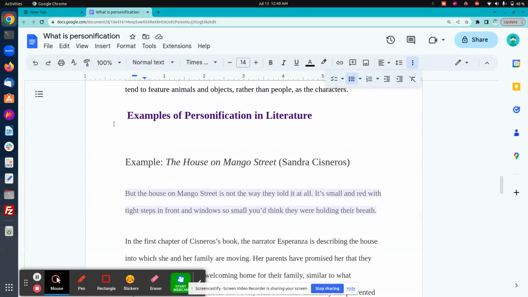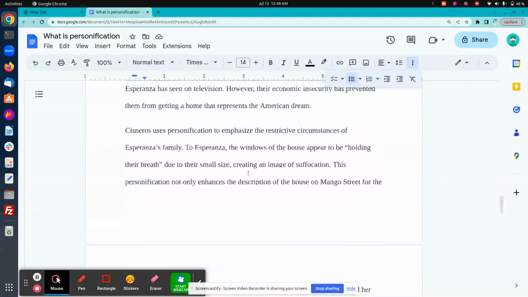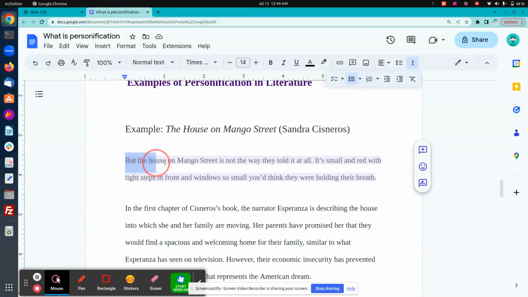Now we have an example of personification in literature. It's a very easy and comprehensible example. See what's written over here. "But the house on Mango Street is not the way they told it at all. It's small and red with tight steps in front and windows so small you'd think that they were holding their breath." So in literature, there's just a two line example from this book, The House on Mango Street.